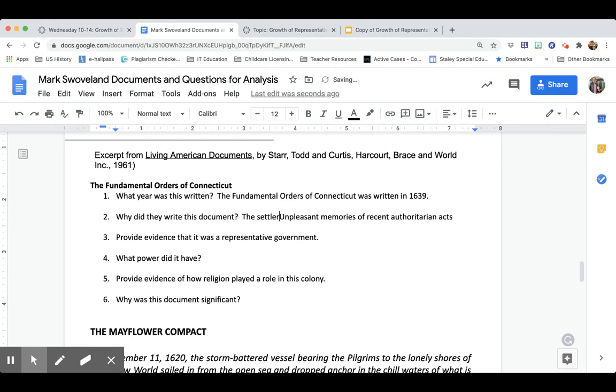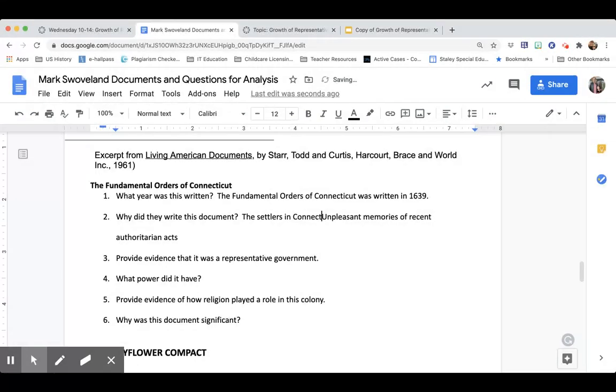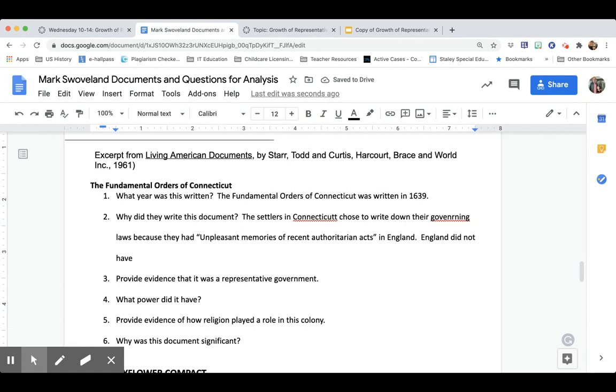The settlers in Connecticut chose to write down their governing laws because they had, quote, "unpleasant memories of recent authoritarian acts" in England. England did not have a written constitution, which meant that laws were not always followed.